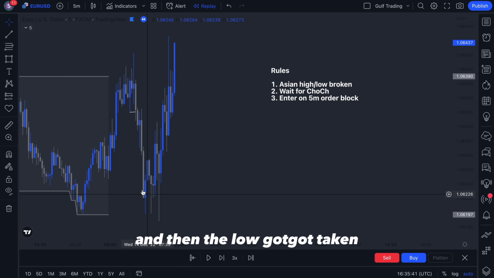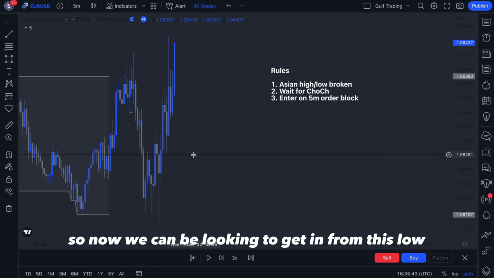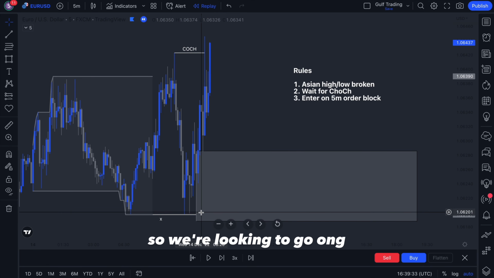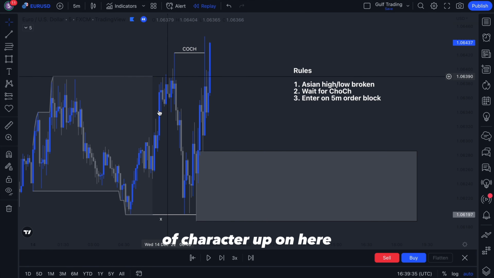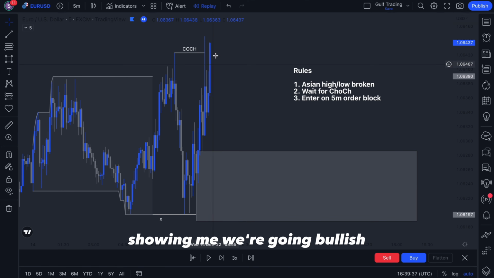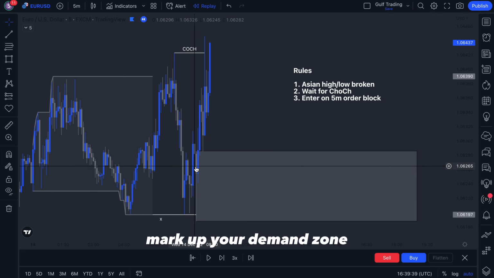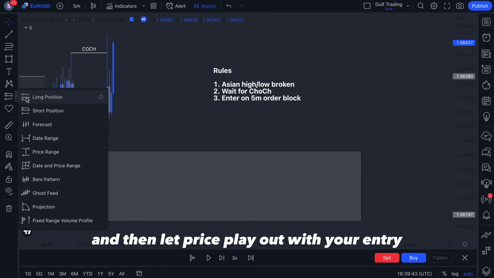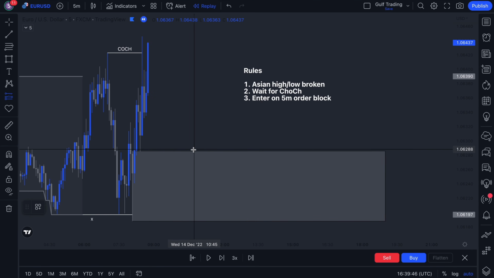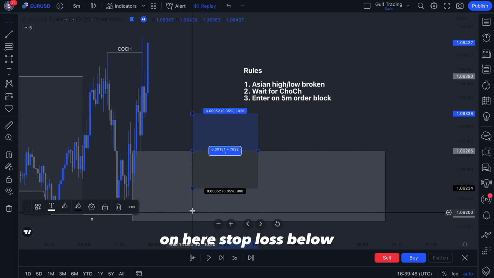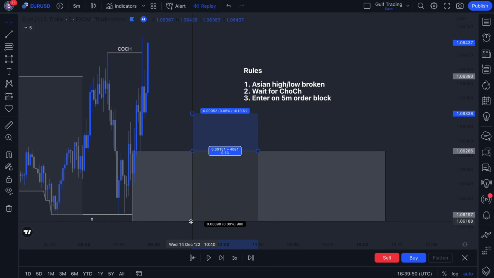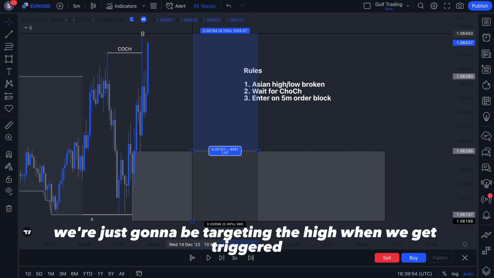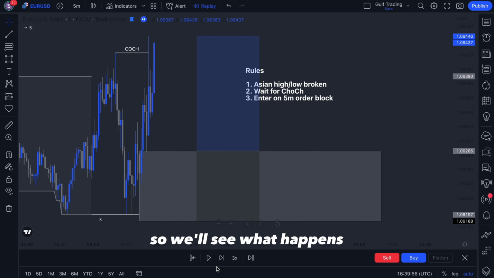because obviously high got taken first, and then the low got taken, so now we can be looking to get in from this low. So then for the bullish setup, as you can see, Asian low is broken, so now we're looking to go long. We get a major change of character up on here on the large structure, showing me going bullish. Mark up your demand zone, and then let price play out with your entry from here. Stop loss below. Because the Asian high has been taken, we're just going to be targeting the high when we get triggered. So we'll see what happens.